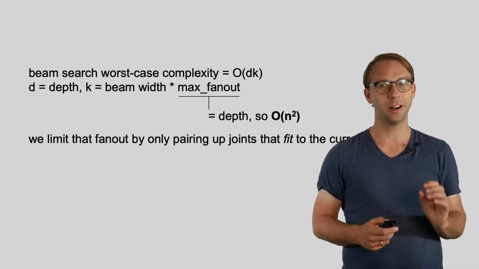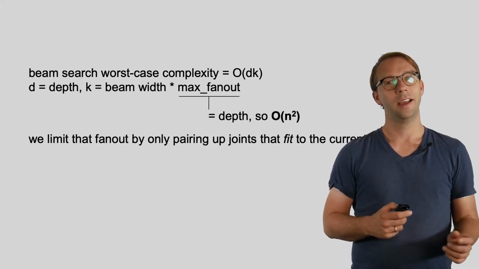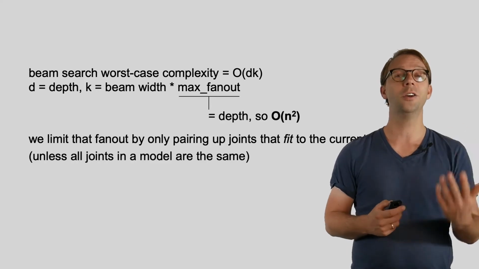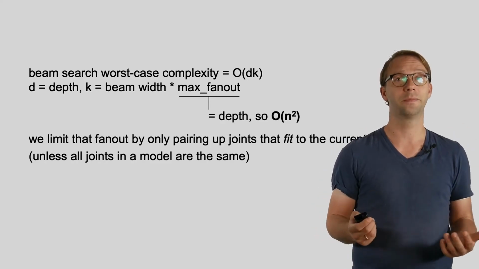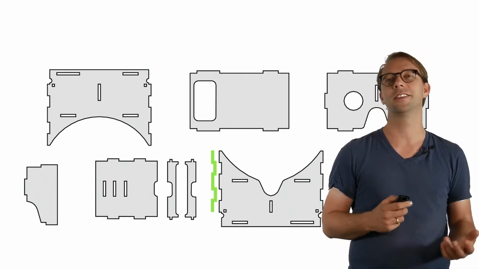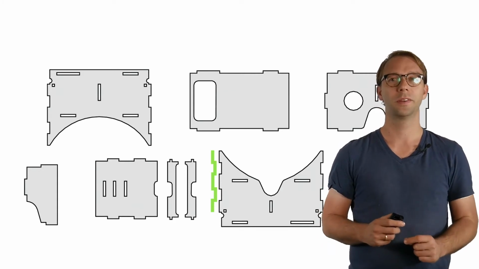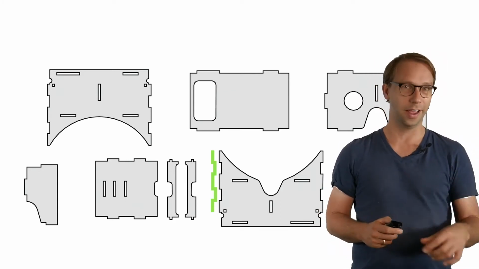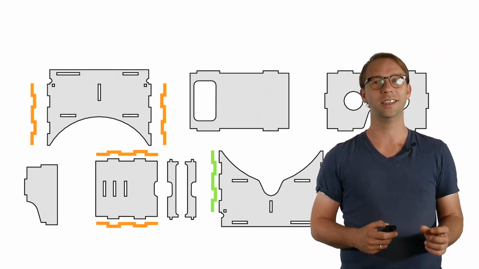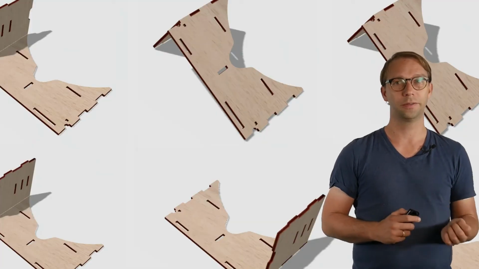However, AutoAssembler limits this fan-out by only pairing up joints that are candidates to the current state, thereby drastically reducing the typical complexity unless all joints in the model are exactly the same. AutoAssembler achieves this using a data structure that we presented in Assembler Cube, a hash table of the shape of the joints of the model. If we look up a joint on our model, like this green one highlighted here in that hash table, we retrieve the orange collisions in constant time, which are all the joints that fit to the current candidate joint.